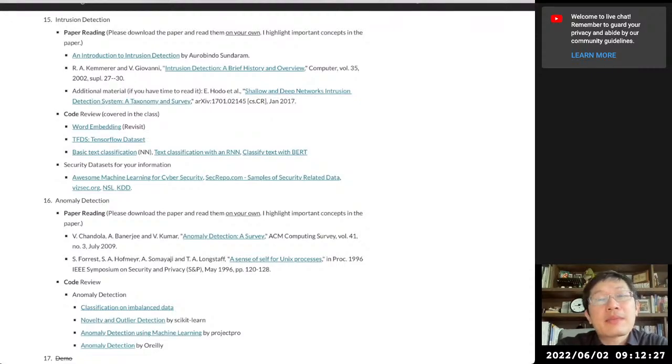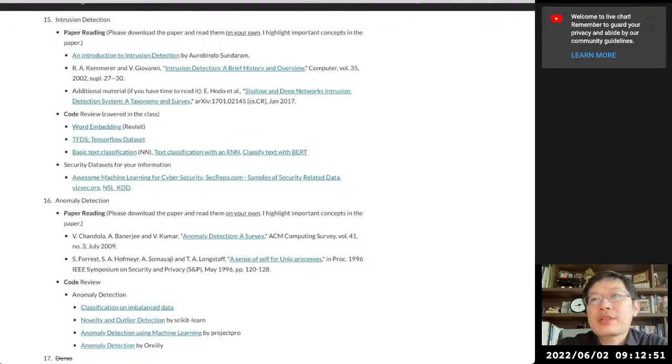paper on anomaly detection, especially to tell you what exactly anomaly detection is and how we deal with it using different concepts. And we'll do code review today as well. There are some codes that we did not finish last week. We will finish it today.